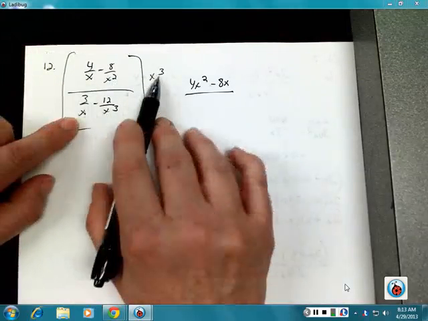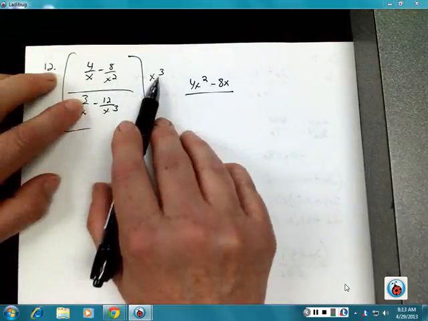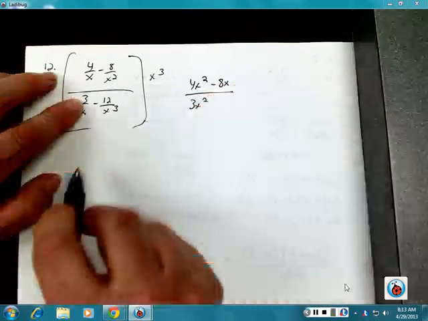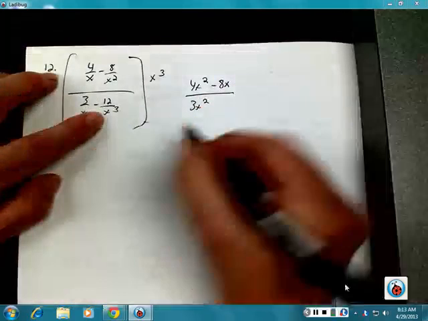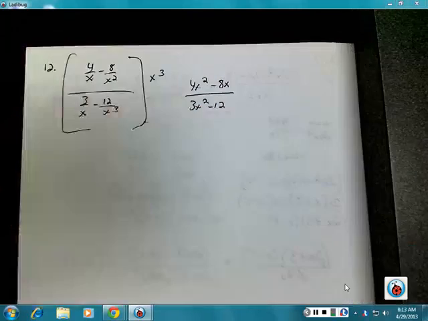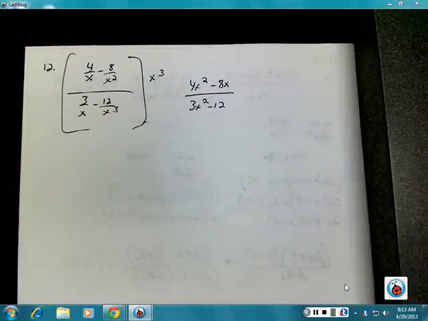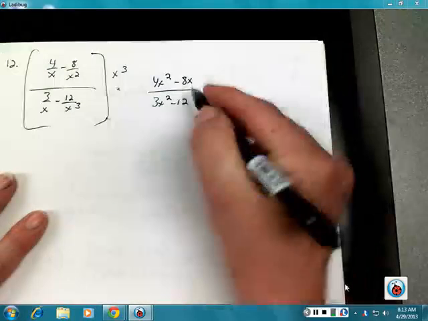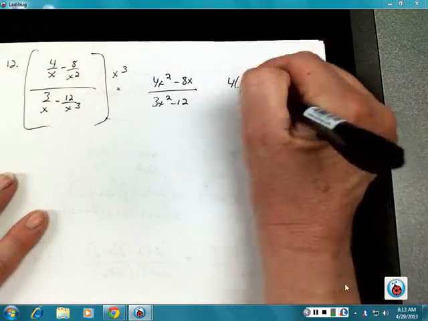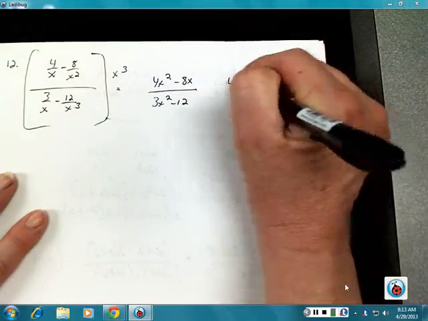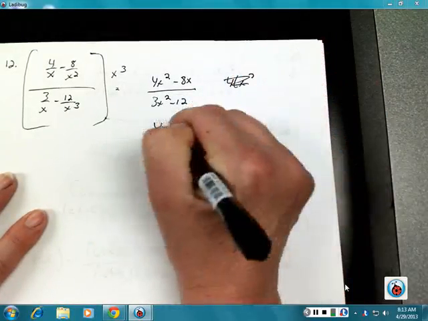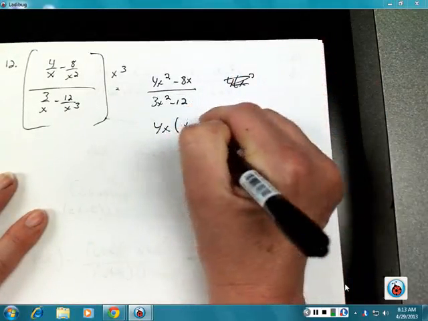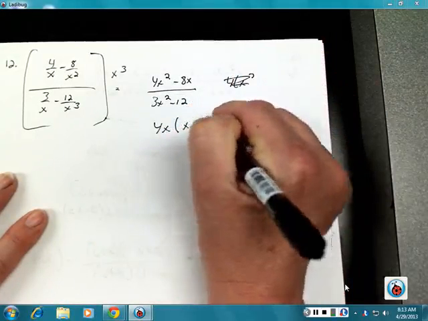Then I want to do the same thing down here. X and x squared leaves me with an x squared, so I have 3x squared. And x cubed and x cubed gives me just a plain old straight negative 12 once I've removed them. And then I can factor out a 4x out of the top part, which leaves me with x minus 2.